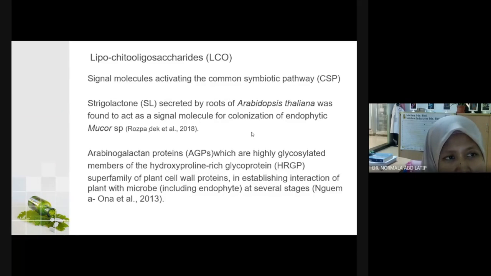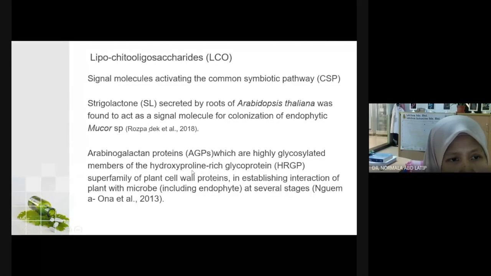The plants also have lipochitooligosaccharides. These are signals which will be activated during the symbiotic pathway. For example, the strigolactone secreted by the roots of Arabidopsis thaliana was found to act as a signal molecule for colonization by the endophytic Mucor species, which is an endophytic fungus.